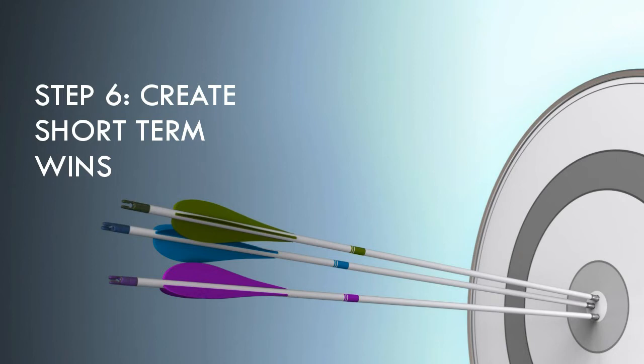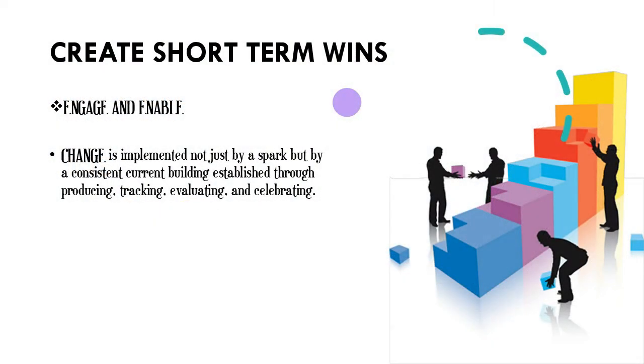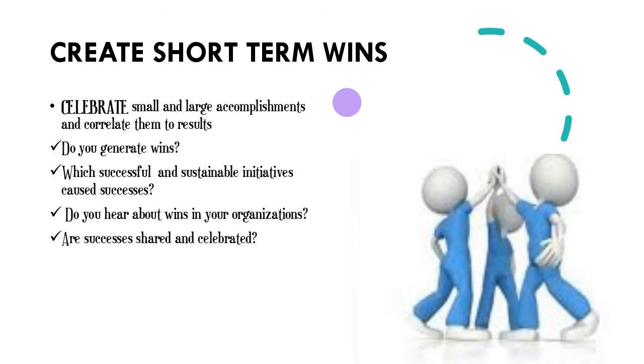Step 6. Create short-term wins. Engage and enable the team towards change. Change is not implemented by a spark, but it requires a consistent current building established through producing, tracking, evaluating, and celebrating. Celebrate small and large accomplishments.